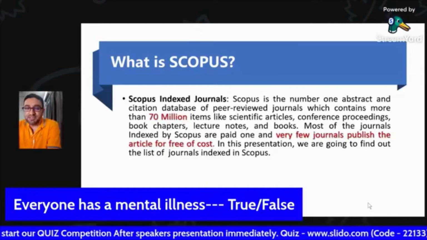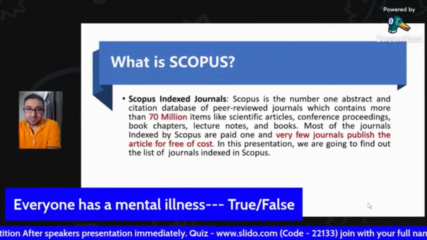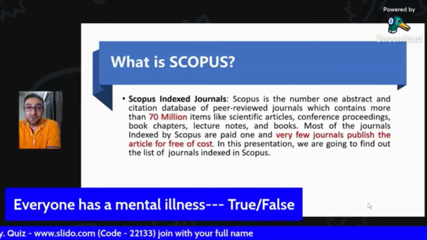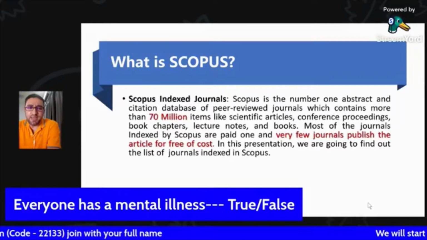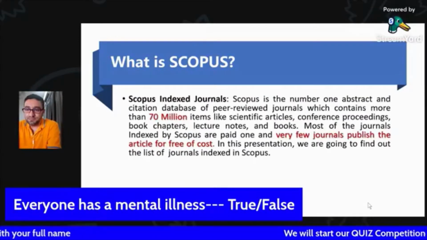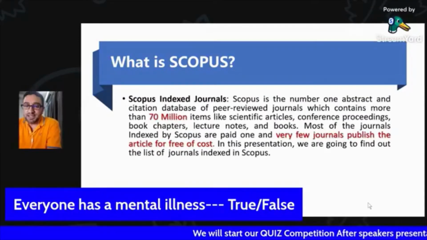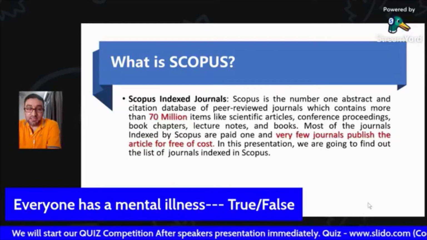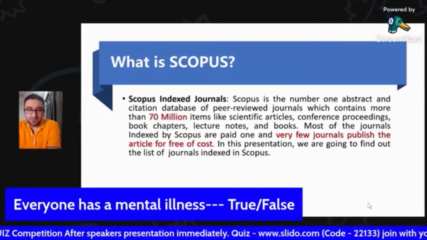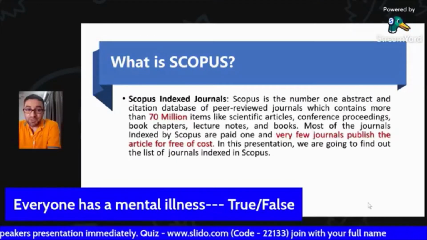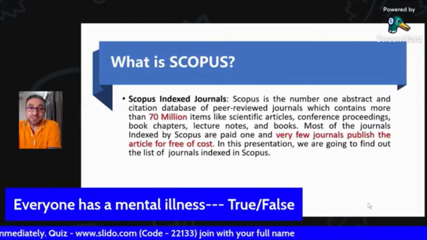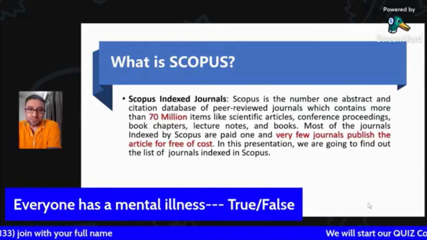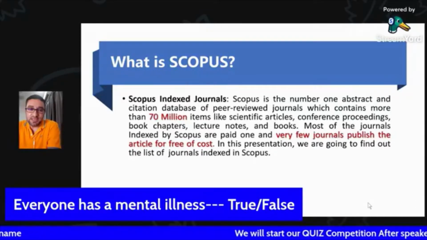Most of the journals indexed by Scopus are paid journals. However, there are only a few journals that can publish articles for free or sometimes with minimal cost. In this presentation, we are going to find out the list of free indexed Scopus journals and how we can know whether a journal is an authentic, genuine Scopus journal or a predatory Scopus journal.